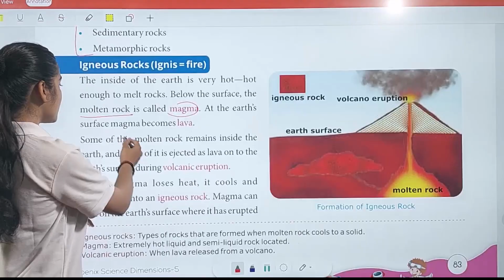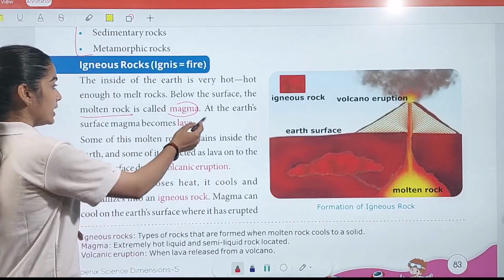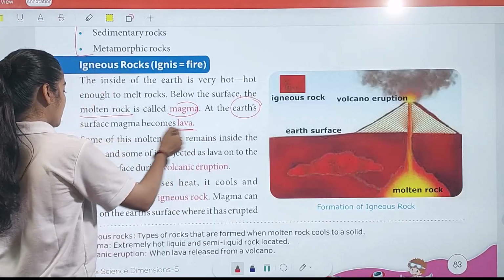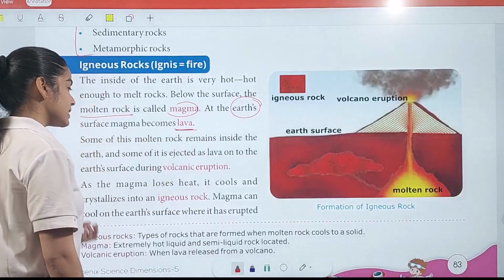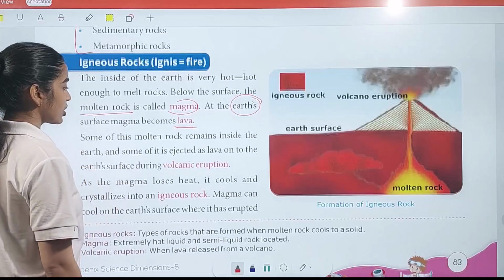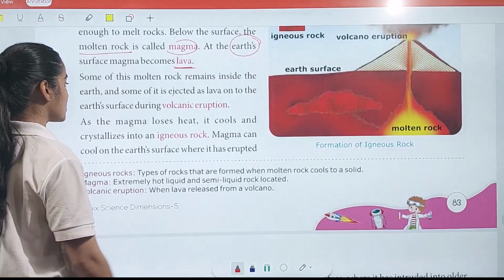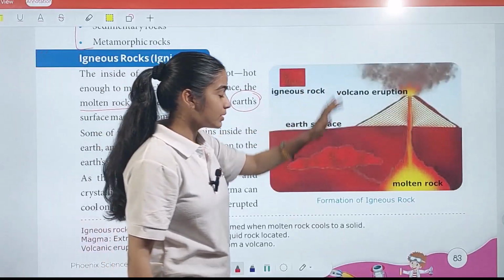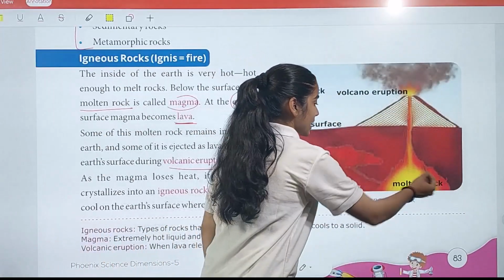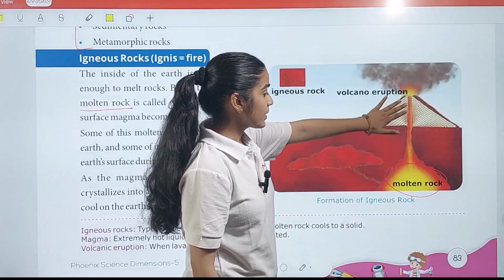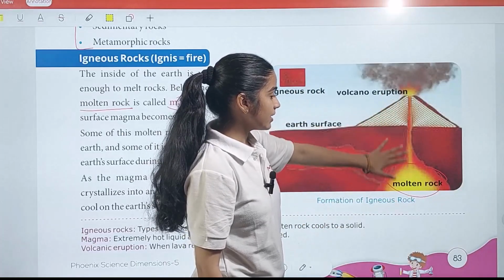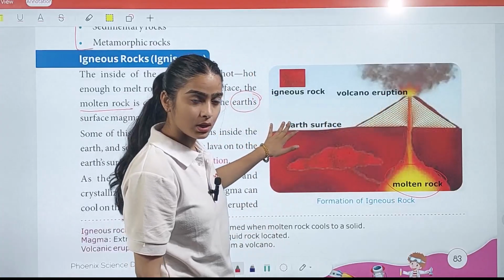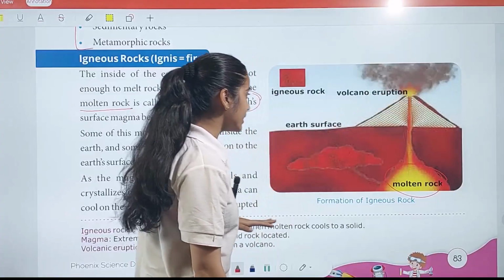At the Earth's surface, magma becomes lava. So when it comes onto the Earth's surface, it becomes lava. Some of this molten rock remains inside the Earth and some of it is ejected as lava onto the Earth's surface during a volcanic eruption. This is the molten rock inside the Earth, and when it gets outside and is present on the Earth's surface, it is converted into lava, and this is a volcanic eruption.